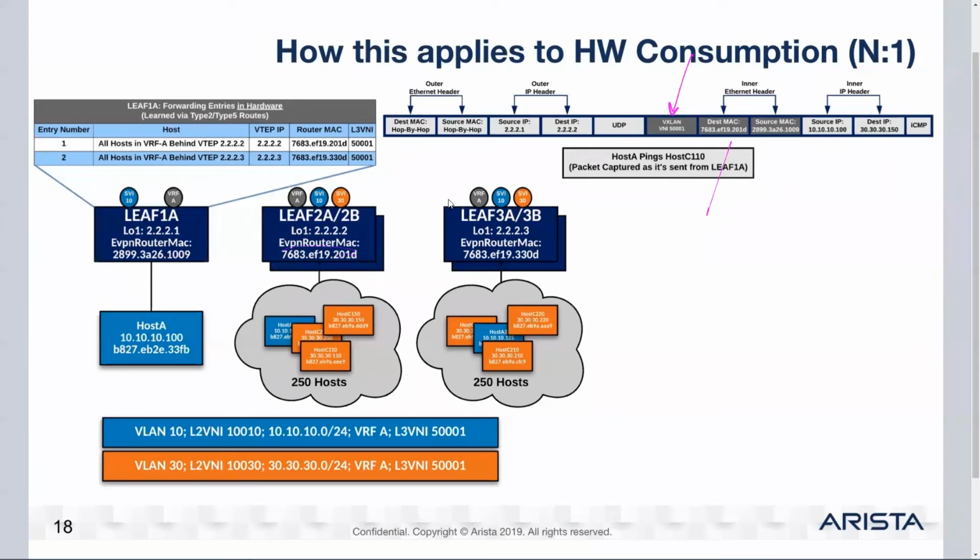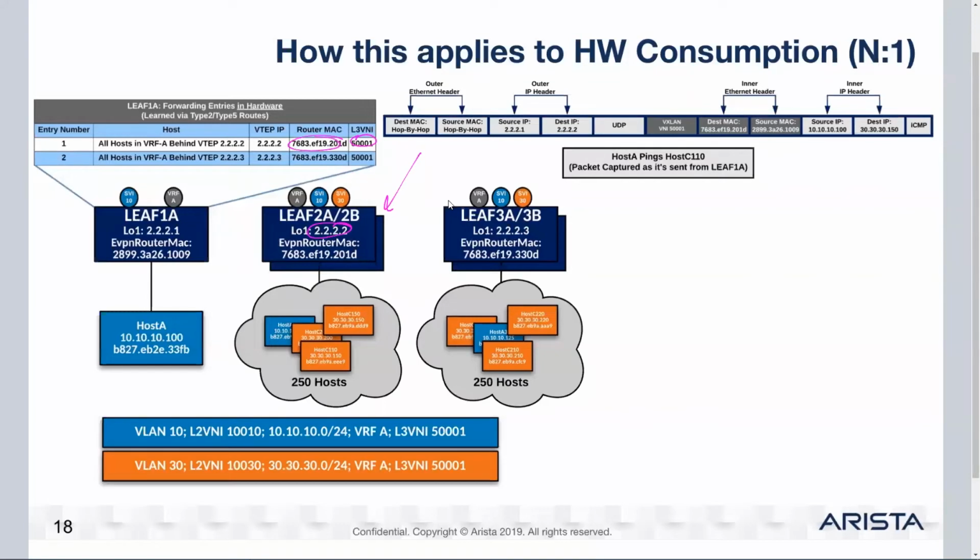So in other words, this host is reachable via this VTEP with this L3 VNI and destined to this router MAC. But the interesting thing here is that the same goes for any host in VRFA that resides behind this pair of VTEPs. So for all 250 hosts, they're all in VRFA. They all exist behind the VTEP at this IP address using L3 VNI 50,001 and router MAC ending in 201D.